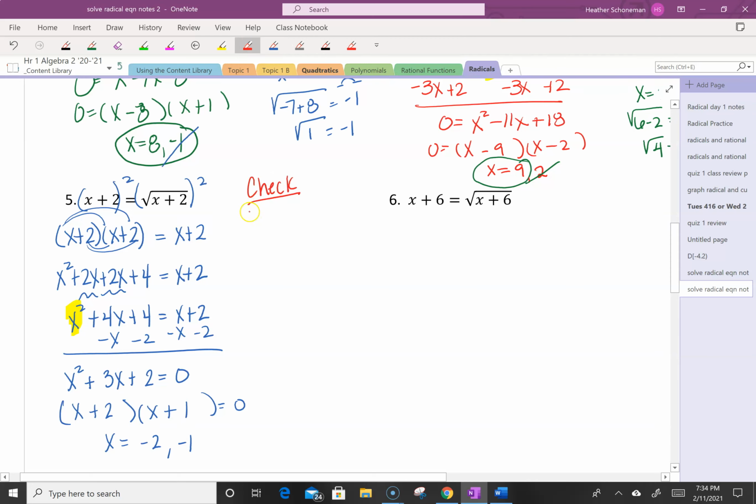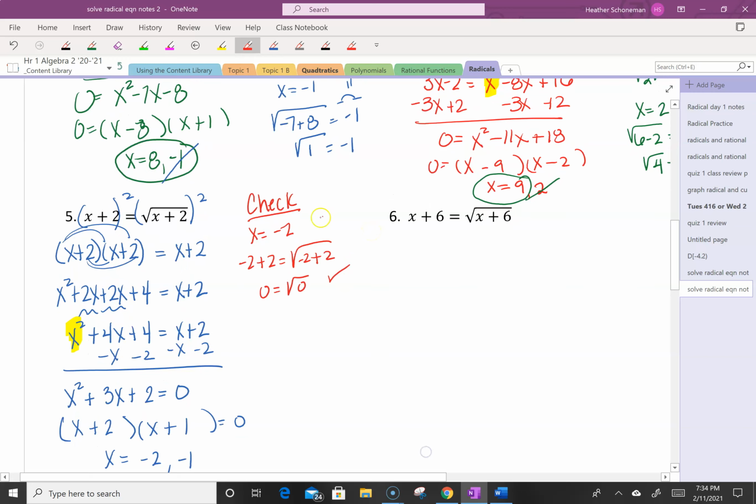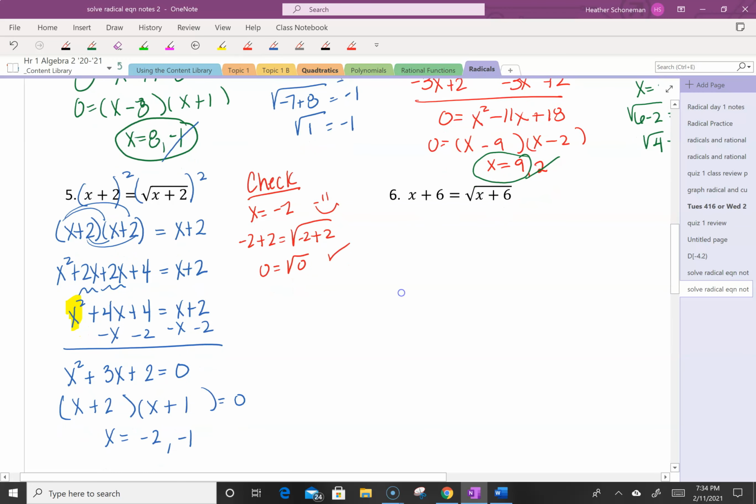So if I plug in x equals negative 2, on the left I get negative 2 plus 2, and then over here I get the square root of negative 2 plus 2. So I get 0 equals the square root of 0. That's true. That one works. Okay, let's try this again on negative 1. So I get negative 1 plus 2 equals the square root of negative 1 plus 2. So I get 1 equals 1. That is good too. So this time, both answers work.